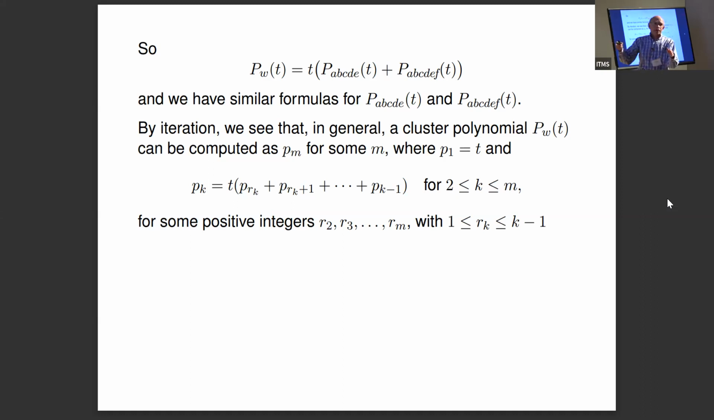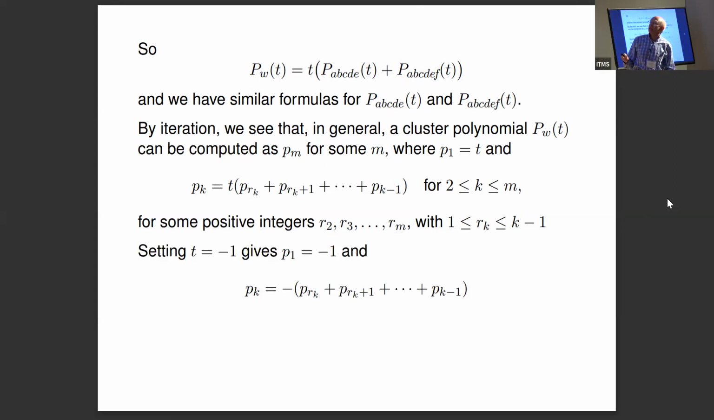And then you're going to get cluster polynomials for larger words, all of them starting at the beginning and ending at some marked word. P sub k is going to be t times this sum of the previous values of these p's. And the last one, for some m, p sub m, is going to be the cluster polynomial that we're interested in. So what I want to do is then set t equals -1, and we get this recurrence. It's just setting t equals -1 here.